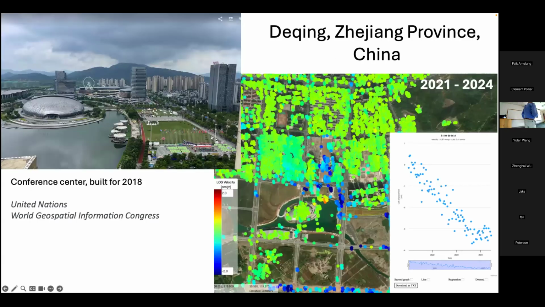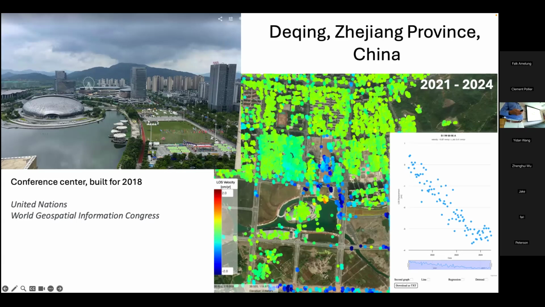In summer, I was in China, in Decheng, in Zhejiang province. There's lots of high-rise, lots of construction. I stayed in a high-rise, and the first thing I did was to process the data, and there are actually lots of blue dots. I stayed somewhere here with these blue dots. There was something like 20 centimeters or 10 centimeters of subsidence going on, but the building was safe.